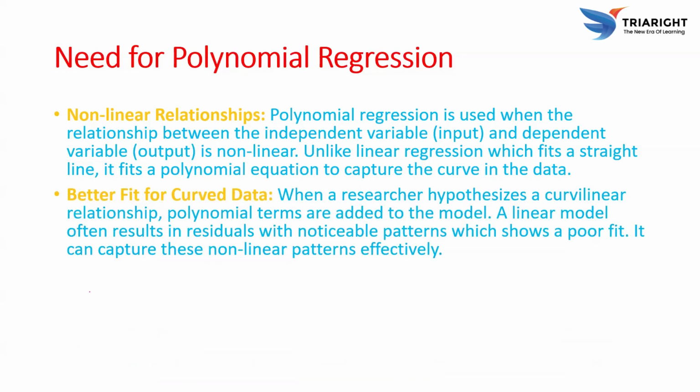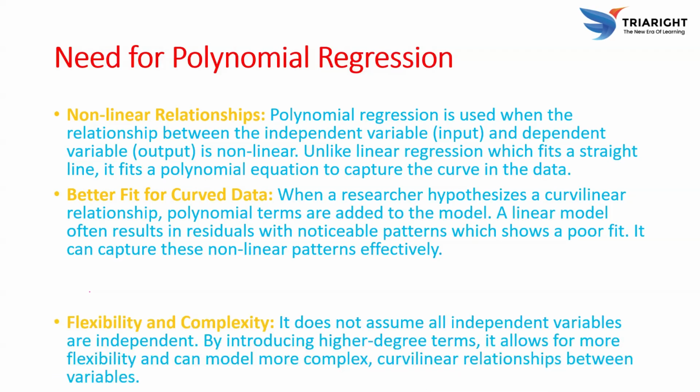Next, we have better fit for curved data. When a researcher hypothesizes a curved relationship, polynomial terms are added to the model. A linear model often results in residuals with noticeable patterns, which shows a poor fit. When a scatter plot of your data clearly shows a curved pattern, a polynomial model can bend to fit the curve much more accurately than a straight line.